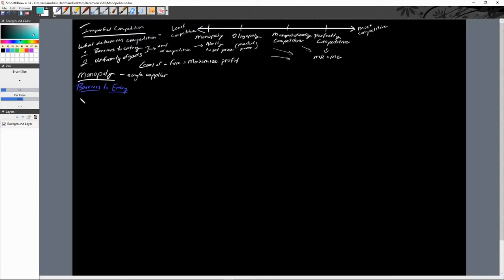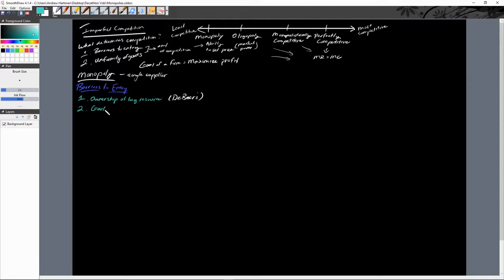The first one is the ownership of a key resource. If you're the only person who owns a resource that's used to make a product, then you have a monopoly. The example they bring up here is the De Beers Diamond Company, which until recently had 80% of the entire global supply of diamonds. So that basically gave them a monopoly.